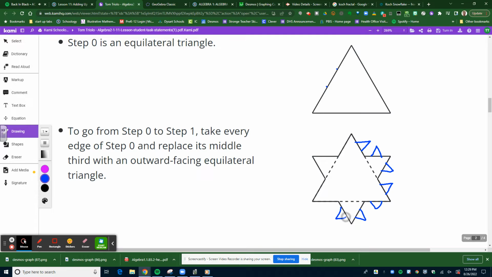It's going to take a minute. Oh my gosh, who just said that? Who said that? This is called a Koch snowflake. That's exactly what it's called.